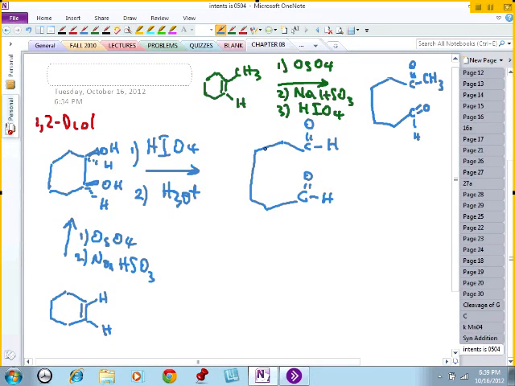Okay. So now we have 3 methods for cleaving the carbon-carbon double bond. One is ozonolysis. The second one is potassium permanganate in acidic medium. And the third one is a combination of reagents in which you use osmium tetroxide to do the hydroxylation, followed by cleavage with iodic acid.